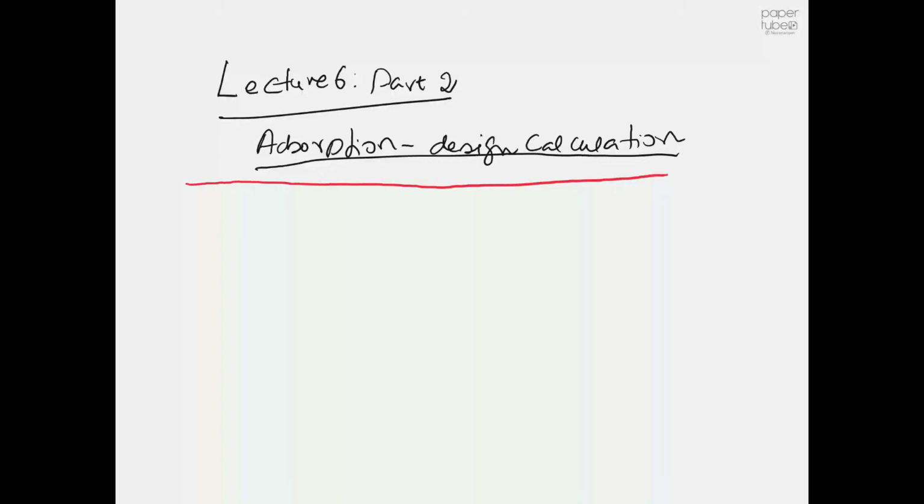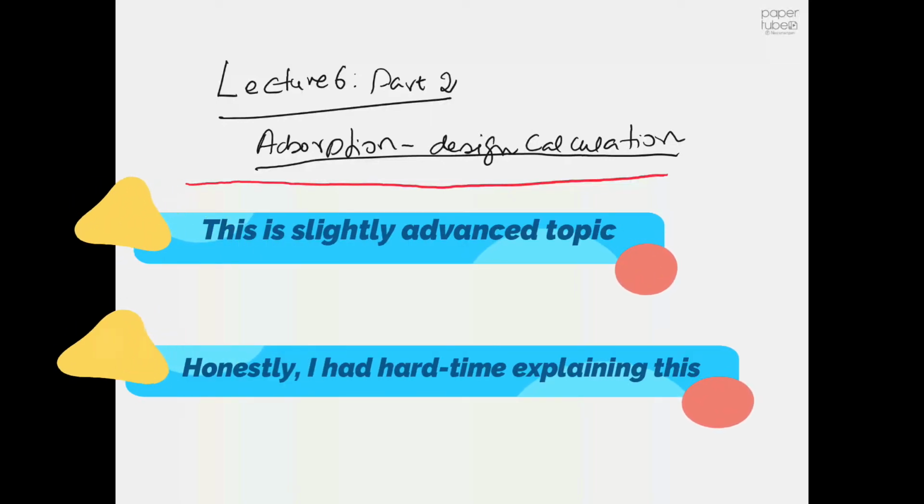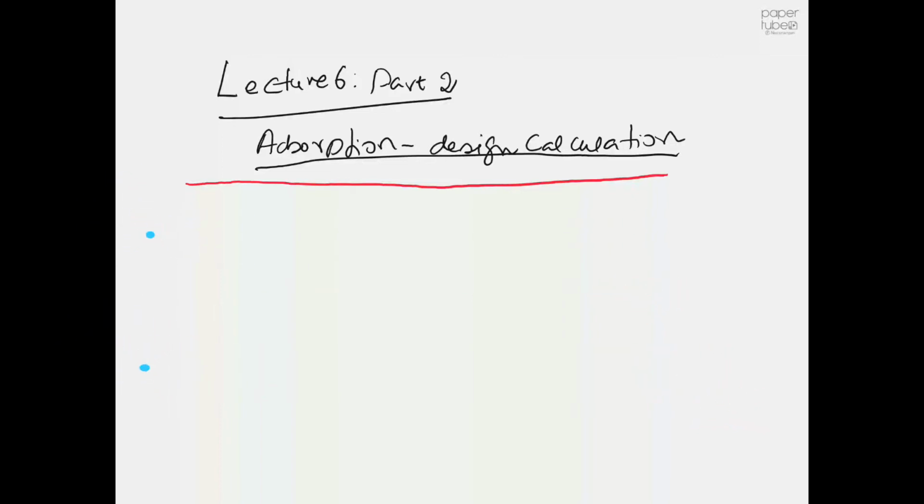In this lecture, we are going to continue with liquid phase adsorption. We are going to perform some design calculation. So this is going to be slightly tricky. You have to pay some extra attention because we are going to deal with some graphical method that allows you to exploit the equilibrium data that we can get from the simple experiments, even from laboratory scale experiments.